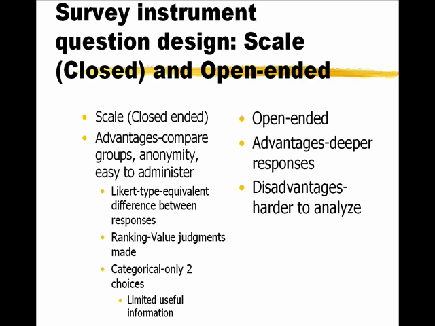Your questionnaire can have different types of questions, which are again the scale or closed-ended, or we can have open-ended questions. The closed-ended questions have nice advantages: you can compare groups pretty easily, they provide anonymity, and they're really easy to administer. And the nice thing with Likert-type scales, which are 1 equals this, 2 equals this, all the way to 5 or 7, is we have an equal distance between each score. That would be an interval scale. Another one is ranking. We have some value judgments there, and with some categorical we can only have 2 choices, so it can be limited information.